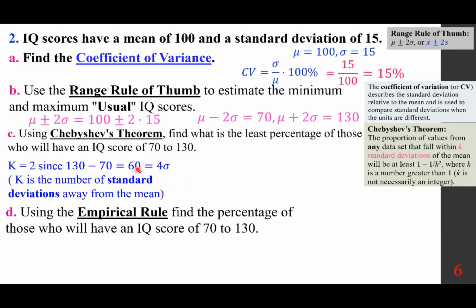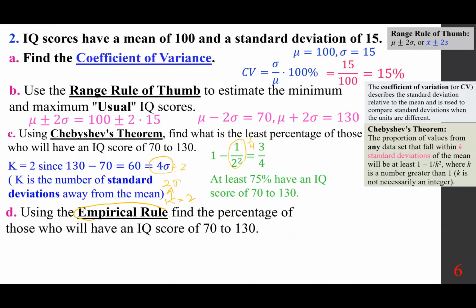I showed you how to get a different case. Since 130 minus 70 is 60 and represents 4 sigma, k is the number of standard deviations away from the mean, half of that. So 4 sigma is the total distance divided by 2 gives you 2 sigma, and therefore k is 2. Okay. This is 1 over 4. And so 3/4, which corresponds to 75%.